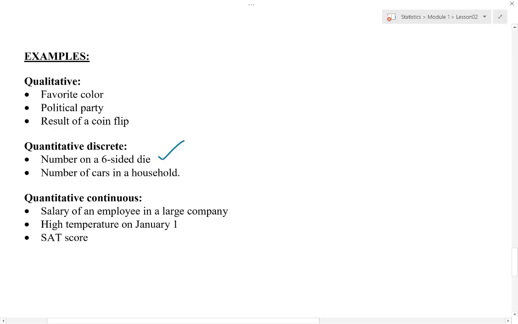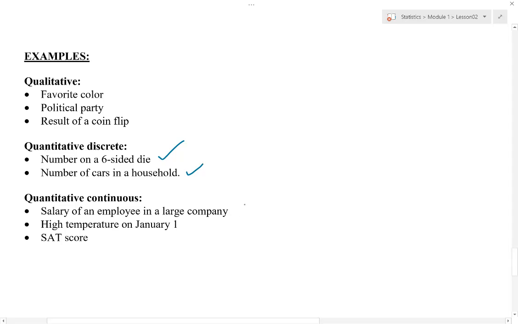Quantitative discrete. Okay, so this we talked about already. Number on a six-sided die. Number of cars in a household. So in most cases, a household is going to have 0, 1, 2, 3, maybe 4. There's only a limited number of values. I mean, we talk about Jay Leno having 1,000 cars, but most of the time it's going to be a very fixed number.